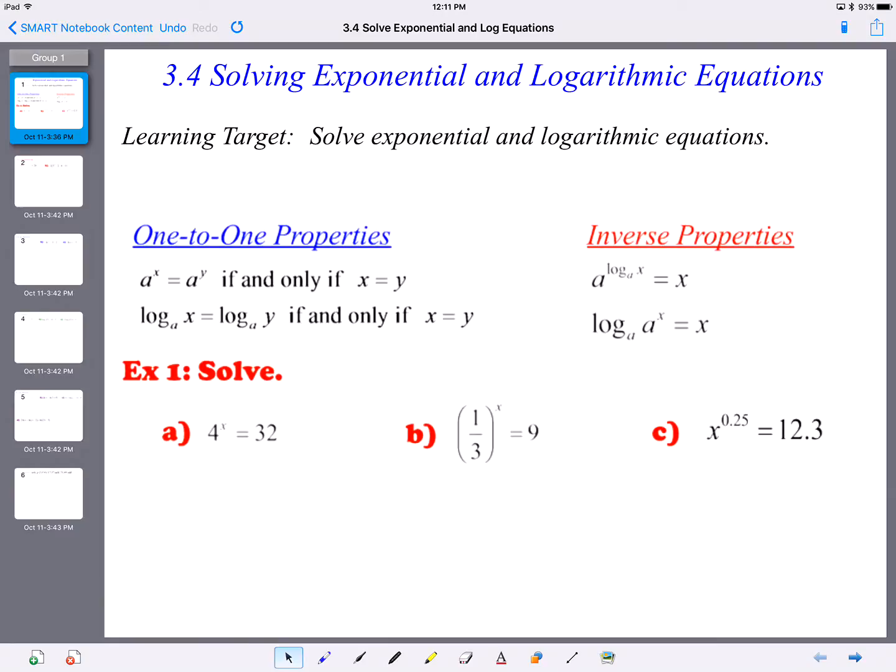Welcome to section 3.4, solving exponential and logarithmic equations. We're going to be doing both of those today. A couple of properties we need to go back over and talk about.